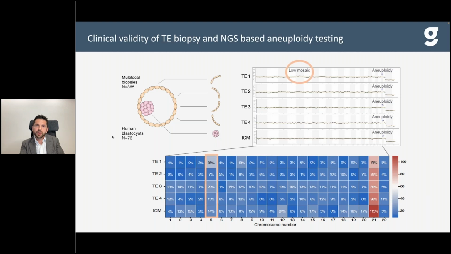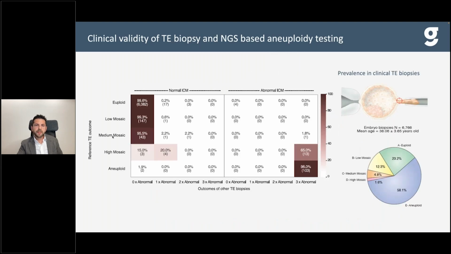And in this way, we could assess what is the positive predictive value across the broad spectrum of aneuploidies that we can detect in a single trophectoderm biopsy. So here you have an example of a low mosaic copy number value, which is consistent with a low mosaic that was not confirmed in the subsequent biopsies throughout the embryo, while here you have a profile plot of a trisomy 21 embryo biopsy that was indeed uniform and confirmed throughout all the biopsies.